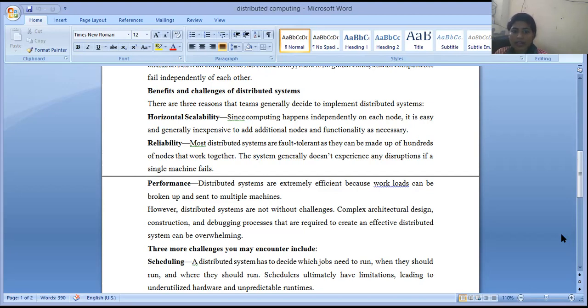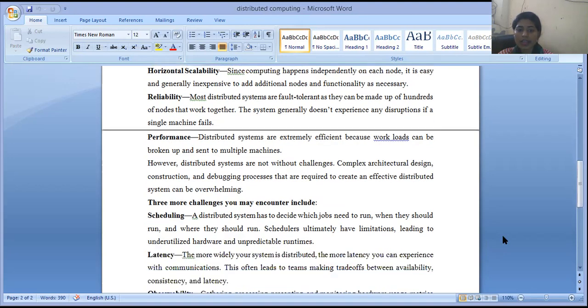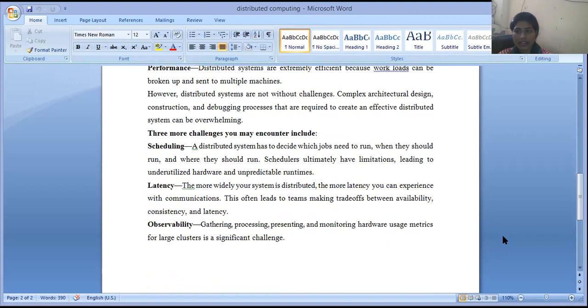So these are the things. Distributed systems are not without challenges. Complex architectural design and construction will also be complex, and the debugging process will also be difficult, because load is balanced across each system, and that is required to create an effective distributed system overview. Now, there are more challenges you encounter, including the scheduling factors, latency factors, and observability.